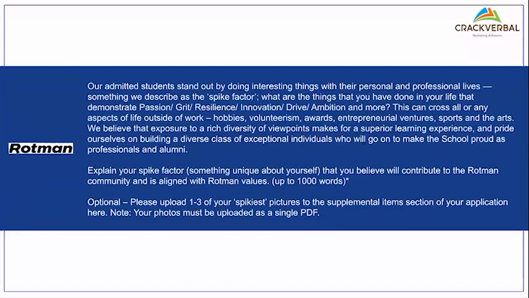For example, if you look at Rotman, I'm just giving you an example of a B school. This I'm going to read it out: our admitted students stand out by doing interesting things with their personal and professional lives. Something we describe as the spike factor. What are the things that you have done in your life that demonstrate passion, grit, resilience, innovation, drive, ambition, and more? That's a lot of words, right? Passion, grit, resilience, innovation, drive, ambition, correct? This can cross all or any aspects of life outside of work: hobbies, volunteerism, awards, entrepreneurial ventures, sports, and the arts. We believe that exposure to a rich diversity of viewpoints make for a superior learning experience.